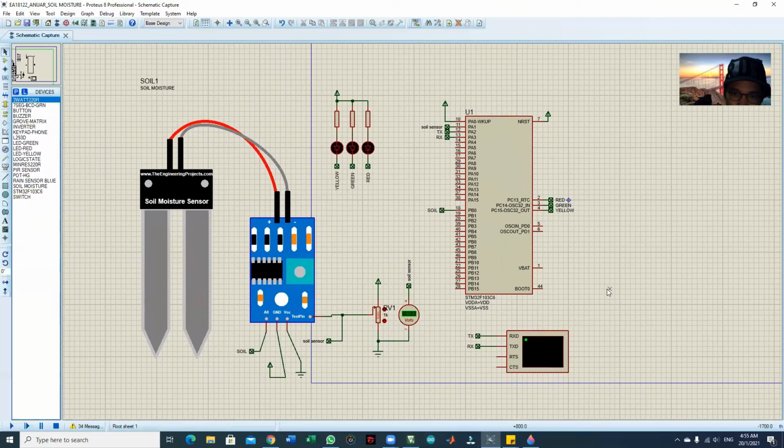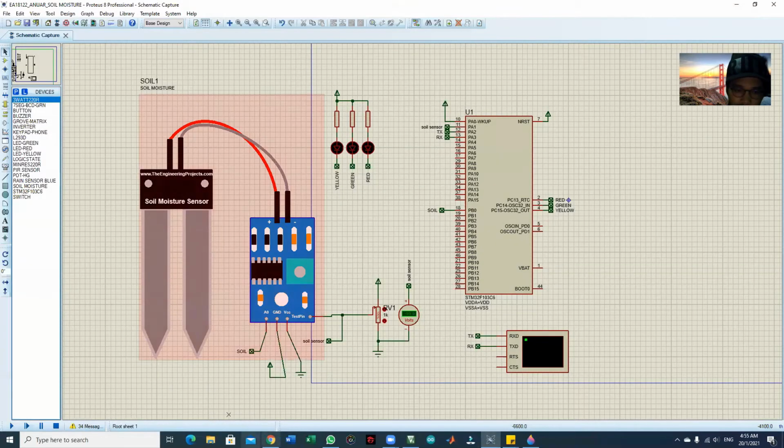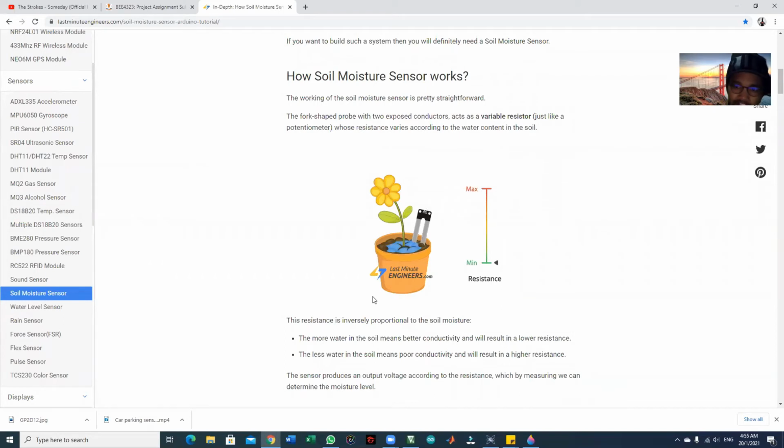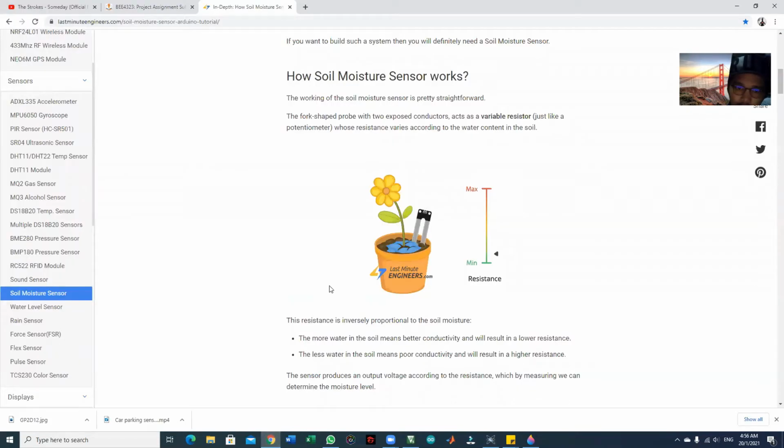And what I'm going to do for my assignment is measure the soil moisture using the soil moisture sensor. So what does a soil moisture sensor do? Basically it is pretty straightforward. We have two-shaped probes like this, which act like a variable resistor. Or we can say, in this case, we can use the potentiometer as our variable resistor.